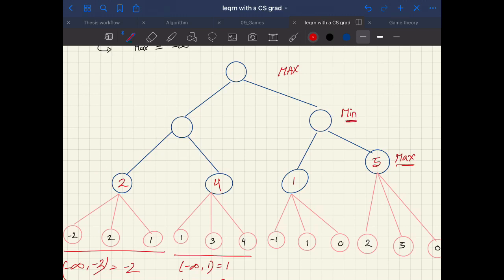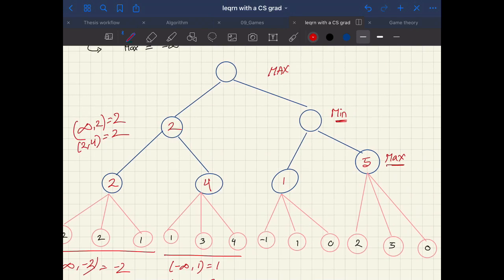Now we have to look into the turn of the min player. For the min player, he already has infinity, and we put 2 here. Which one is smaller? Of course 2 is smaller. Then we compare 2 with 4. Which one is smaller? Of course 2 is smaller, so we put 2 again, here. And on the right hand side we have positive infinity and 1. Which one is smaller? 1 with 5. Which one is smaller? Of course 1, so we put 1 here.